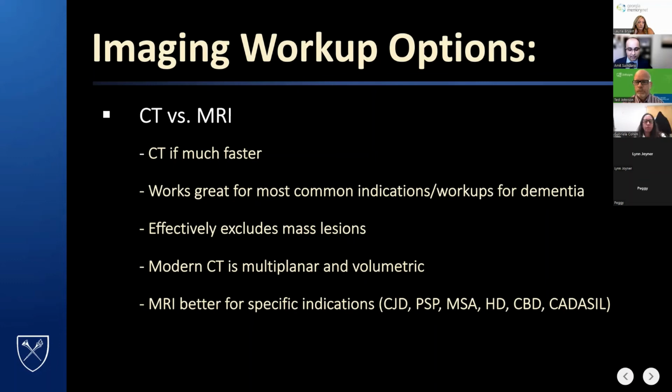The MRI, and I'll spell out these specific indications. So I showed prion disease in that last case. That's something we just wouldn't be able to see on a CT scan, right? So if you've got a specific diagnosis or worry that there's a specific diagnosis, these others: progressive supranuclear palsy, multisystem atrophy, Huntington's disease, corticobasal degeneration, cerebral autosomal dominant arteriopathy with subacute infarctions and leukoencephalopathy, CADASIL. We're going to see all these way better on an MRI than a CT.